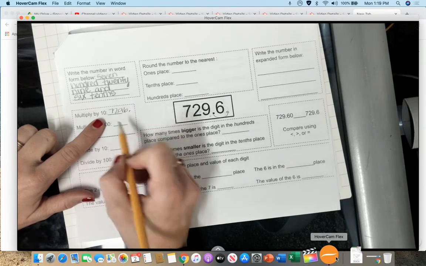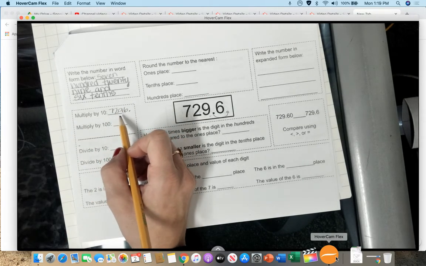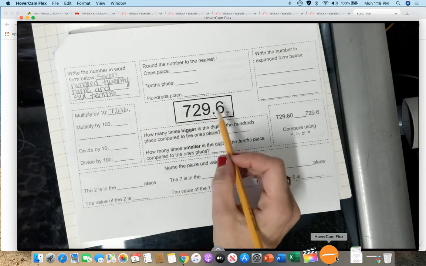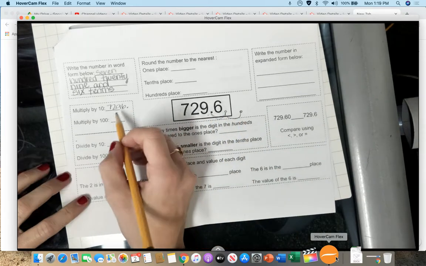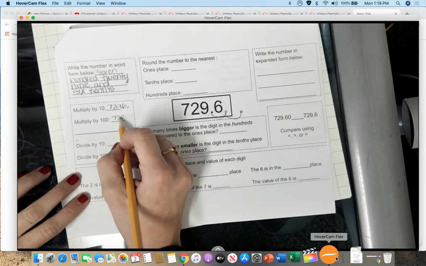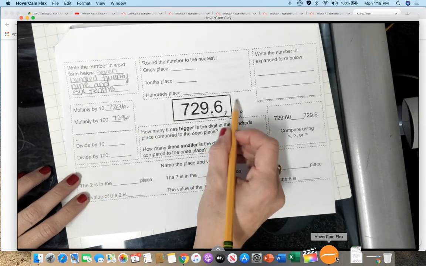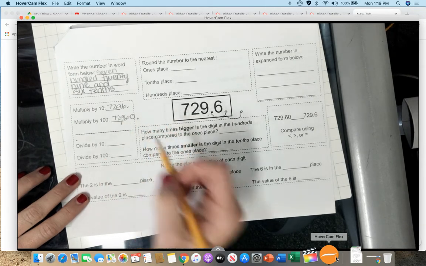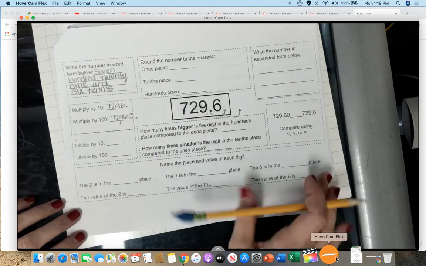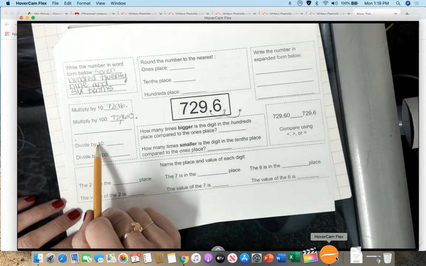7296 decimal, or 7,296. If I multiplied it by 100, it's going to bump 2 times, and now it's going to be 7296. Oh, I need something in that blank spot. That's going to be a 0, then my decimal. So now it's 72,960.